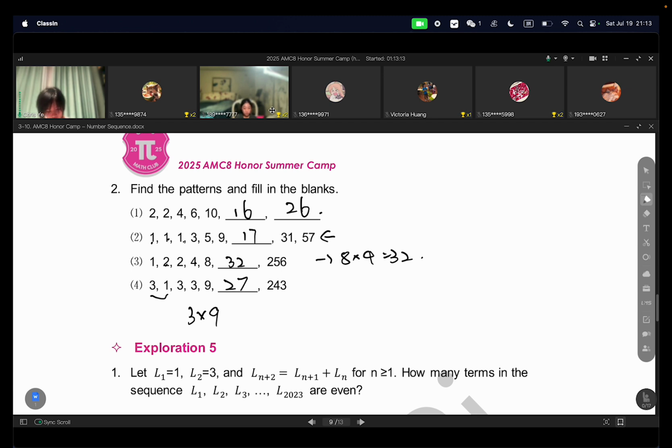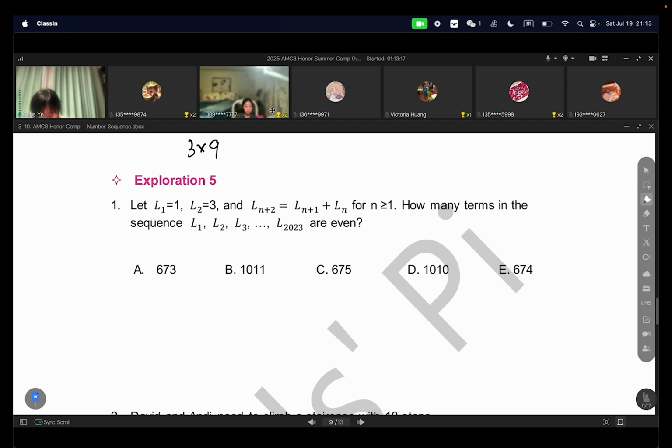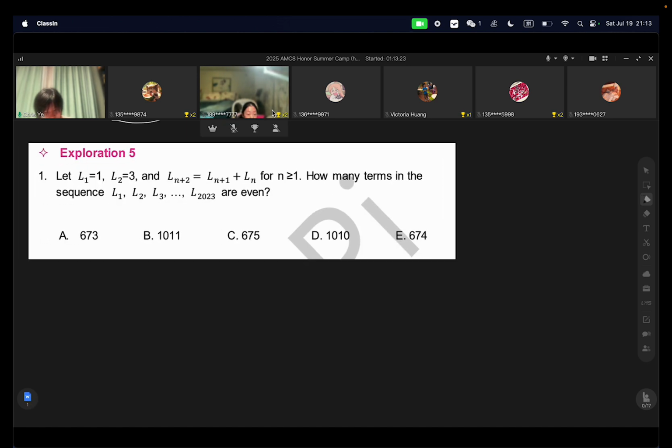If not, then let's move on to our exploration problem. It says: let the first numbers of the Lucas sequence be 1, then 3, and L(n+2) equals the two previous numbers added together. How many terms in the sequence L1 to L2023 are even?